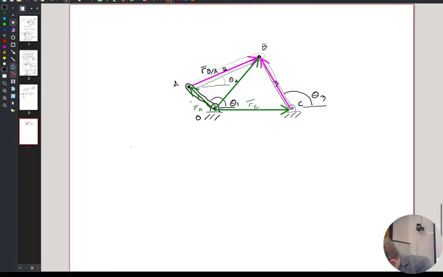So we created this set of equations. What am I doing? There we go.